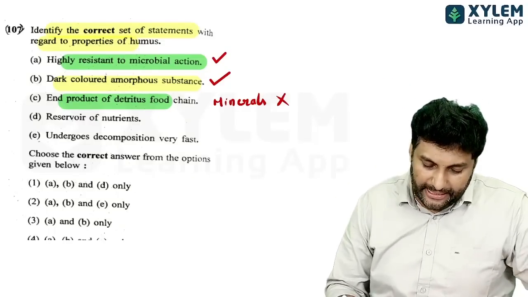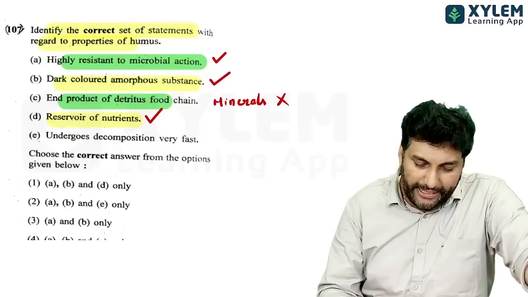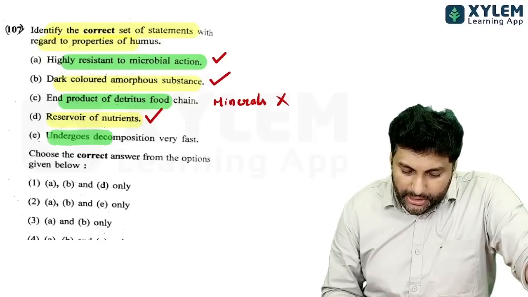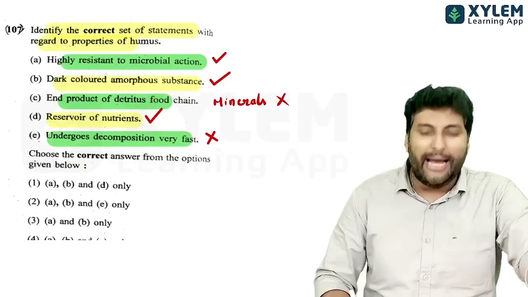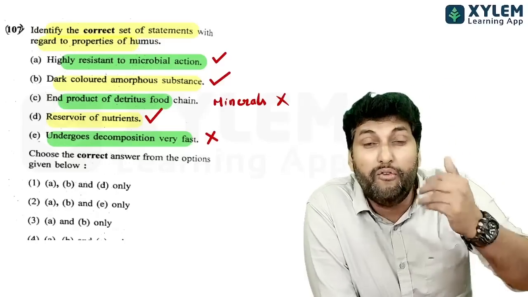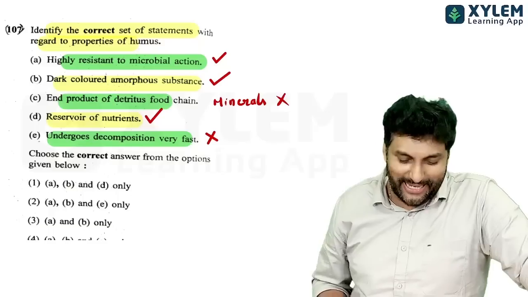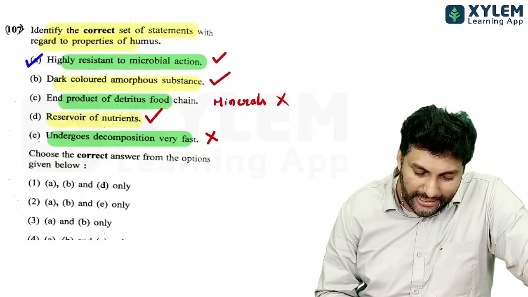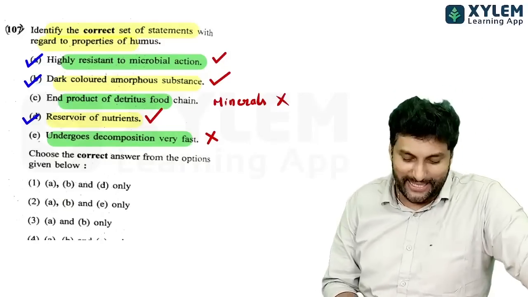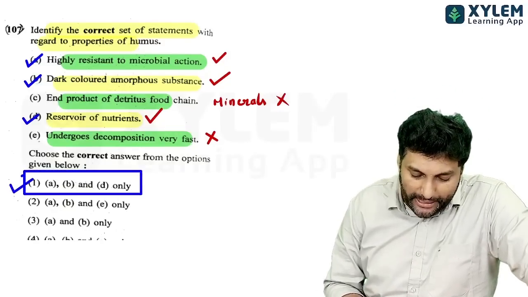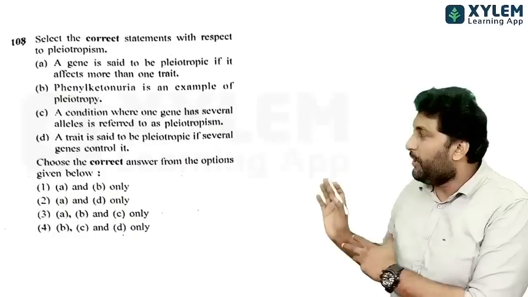The fourth one, a reservoir of nutrients, is also a true statement. Let's move to the E version. Undergoes decomposition very fast. That is not a correct statement. Actually, humus undergoes decomposition very slowly. So from this question, we can see that only 3 are correct: A is correct, B is correct, D is correct. So the right choice is 1, A, B, D are correct. Let's move to the next question, 108.